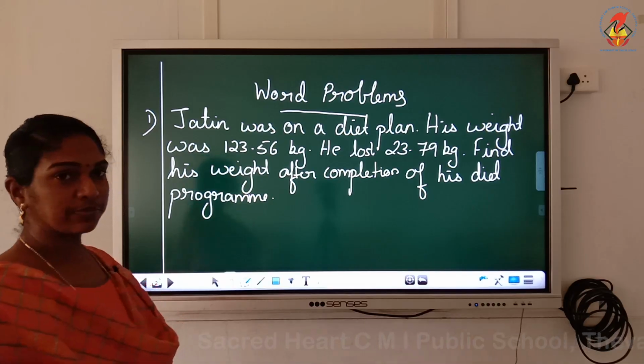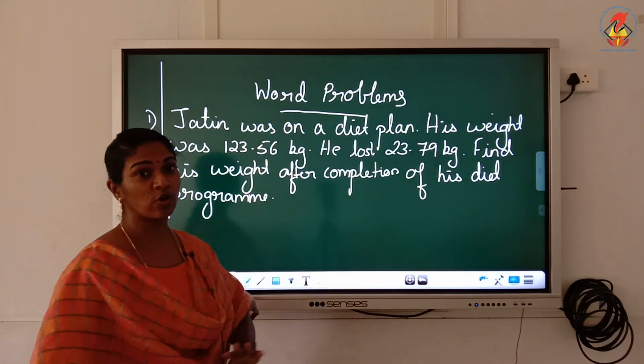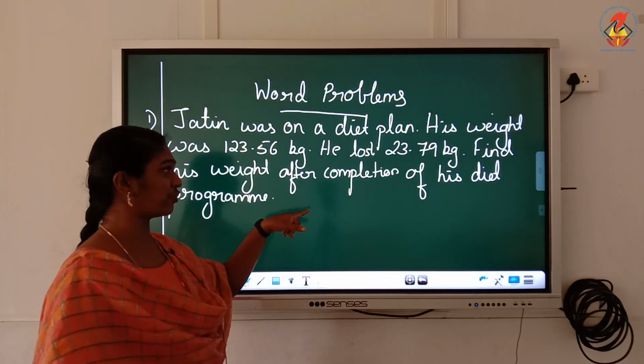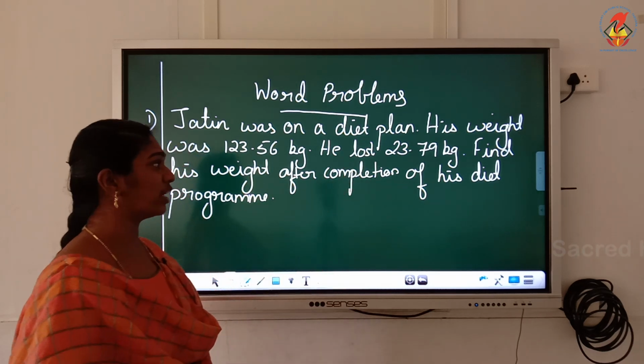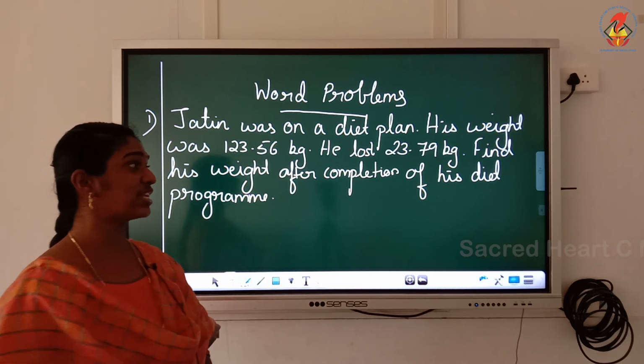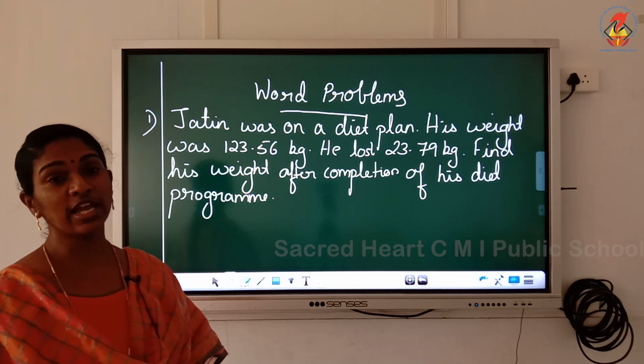Okay, first word problem. Jatin was on a diet plan. His weight was 122.56 kilogram. He lost 23.79 kilogram. Find his weight after completion of his diet program. So before his diet, he was 123.56. After he took the diet program, he lost 23.79 kilogram. So you have to find out the weight after the completion of his diet program.